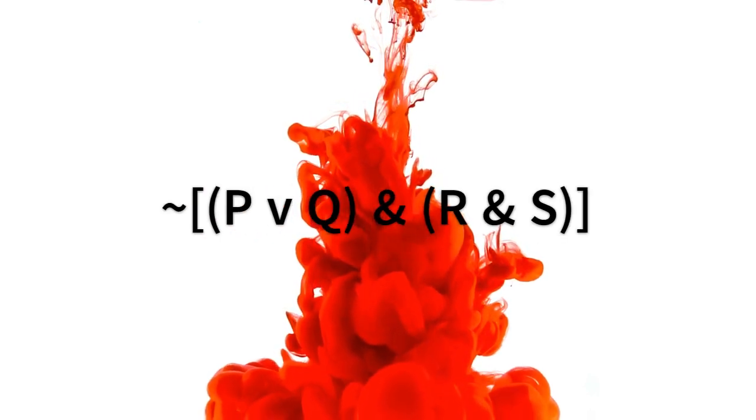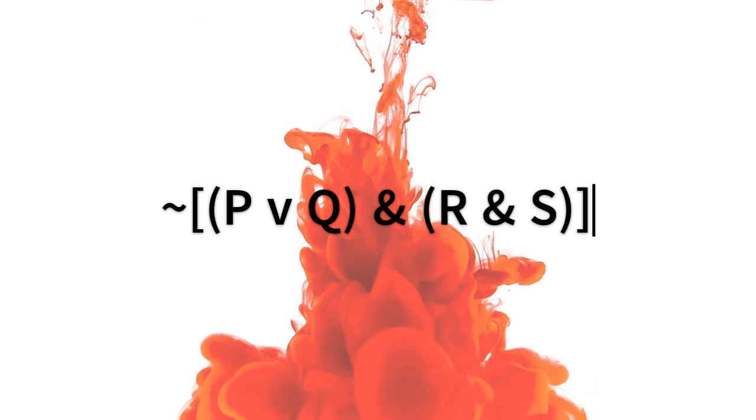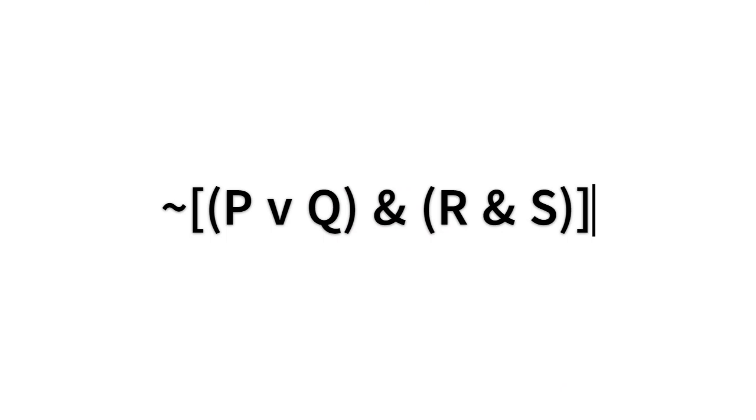If we need to add more statements or operators, we'll need to use brackets to preserve the exact meaning of the statement. For example, we can negate the whole statement as not [(P or Q) and (R and S)], and we can see that the whole statement has been negated using the outer limit brackets.